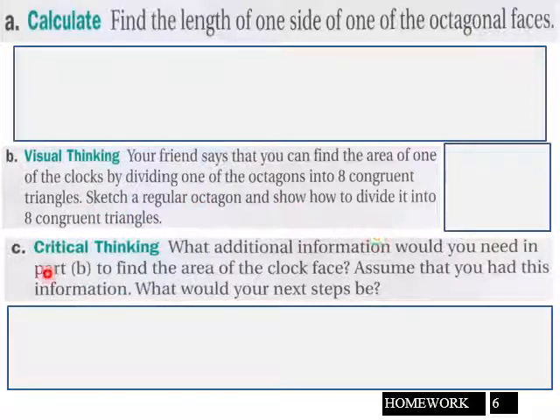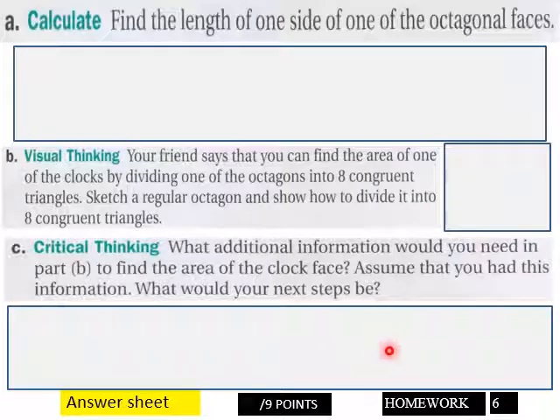Do that here. Then C, what additional information would you need in part B to find the area of the clock face? Assume that you had this information. What would your next steps be? So down here, explain how you would find the area of the clock face by using triangles. So I just gave away the answer there. So 9 points, page 6.